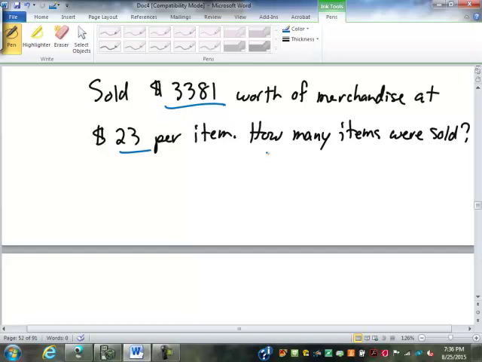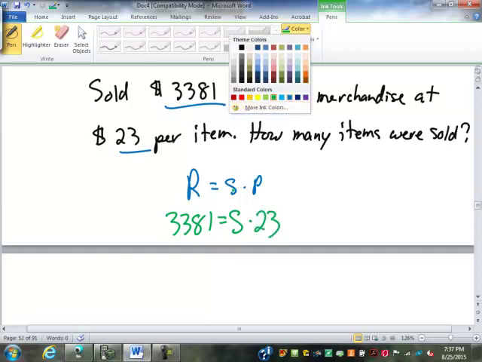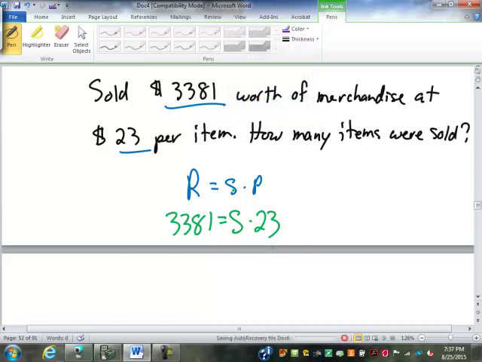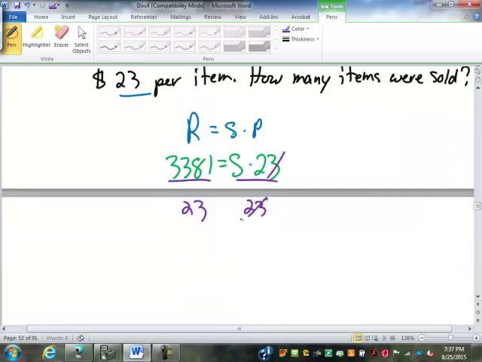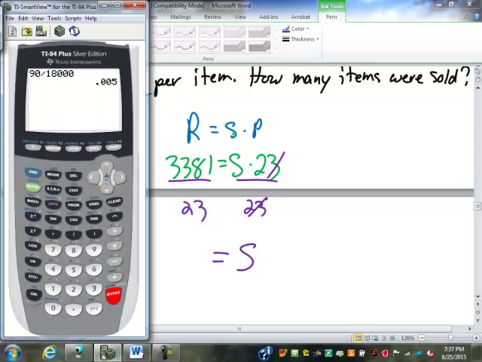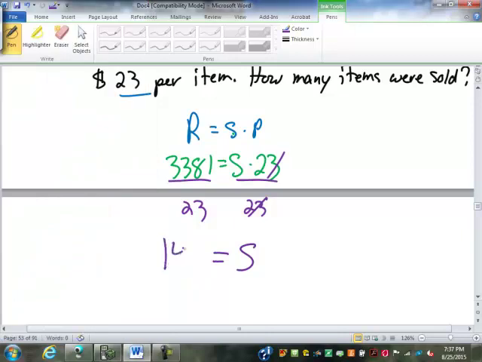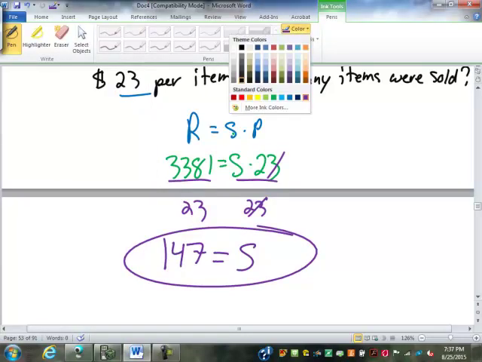Well, this actually does have a formula if you want to dig deep. Revenue is going to equal your sales times your price per sale. So we have revenue of $3,381. Our number of sales is what we're looking for, and our price per sale is 23. How are we going to solve that? Divide by 23. So we get that our sales equals $147. So we sold 147 items.